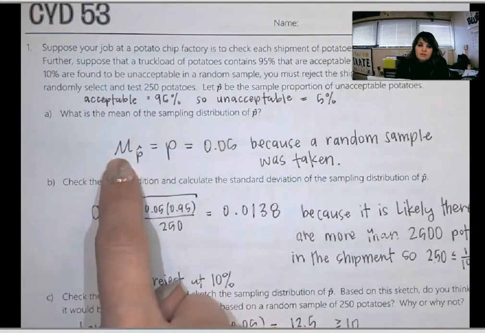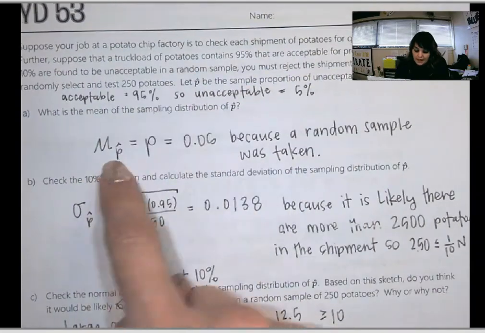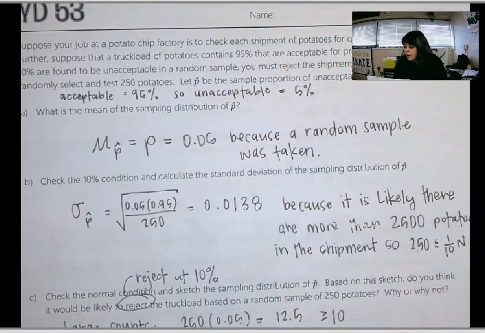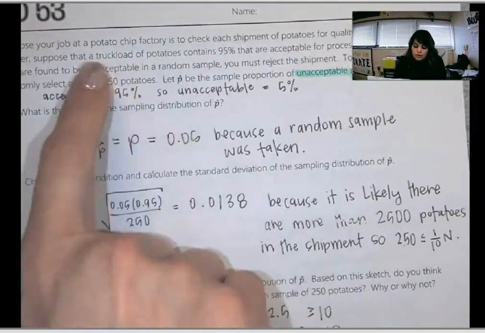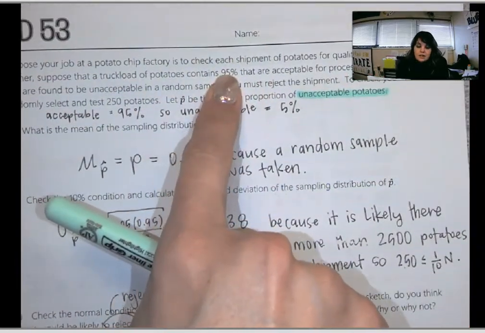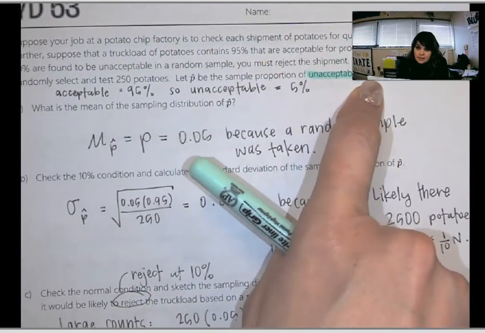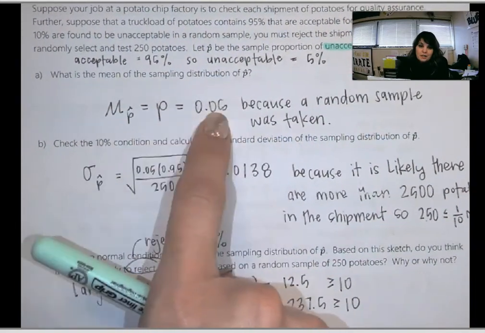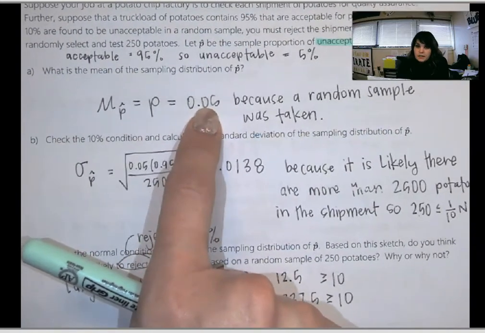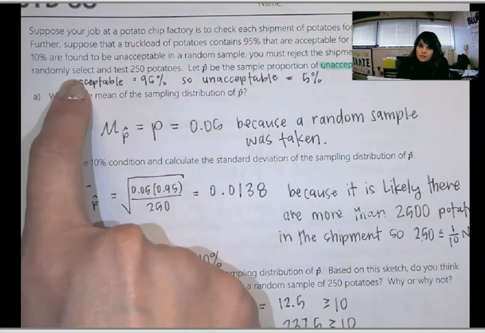Okay, what is the mean of your sampling distribution? So P hat is the proportion of unacceptable potatoes. So they clearly give us the amount that are acceptable. They tell us that they want the P hat to be the ones that are not acceptable. Our mu sub P hat is equal to P is equal to the 5% because we randomly selected the 250 potatoes that we're going to test.